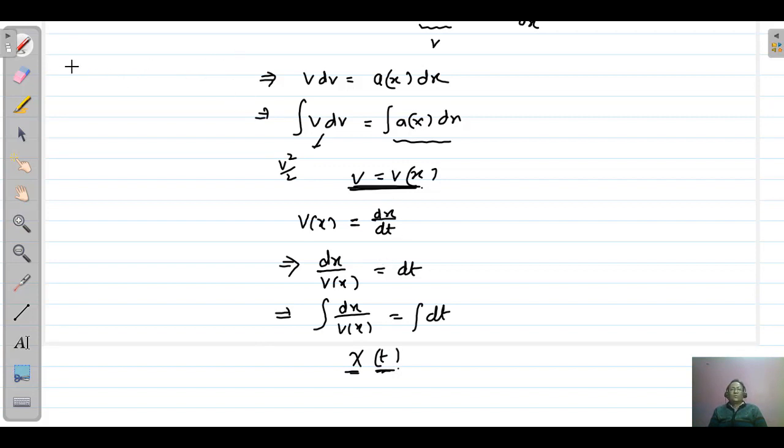Now we move to the third case. In the third case, let a be a function of velocity. We have taken two cases earlier. One, acceleration was a function of time. Second, acceleration was a function of position. Now acceleration is a function of velocity. So we have to find the velocity and position.